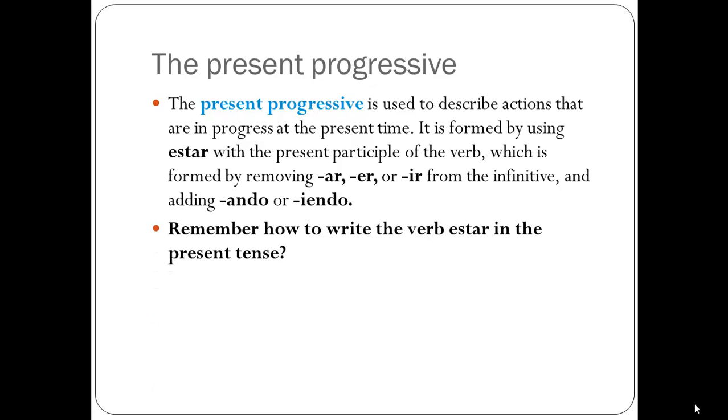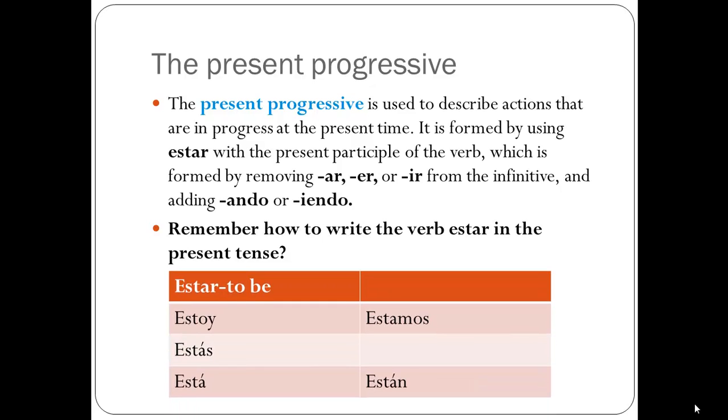So just a quick review of how to form estar in the present tense, and you all know that estar is the temporary to be. Estar, estoy, estás, está, estamos, and están. I am, you are, he or she is, we are, they are.